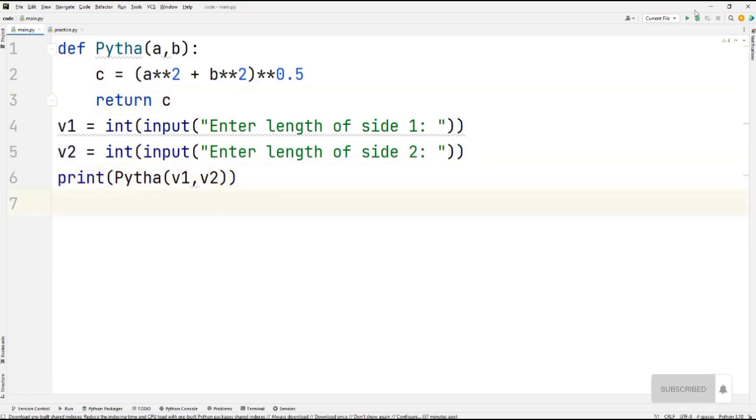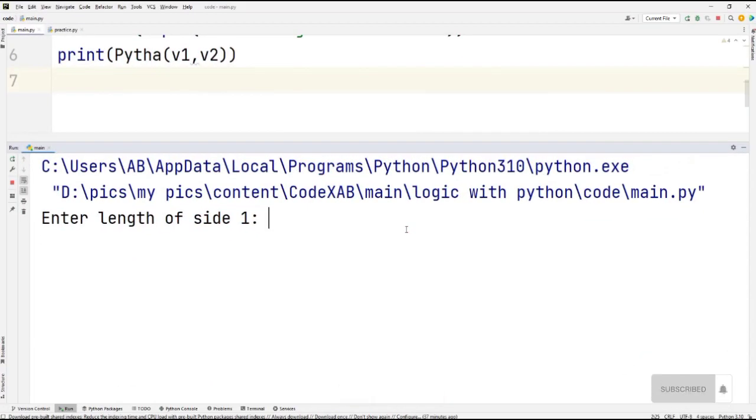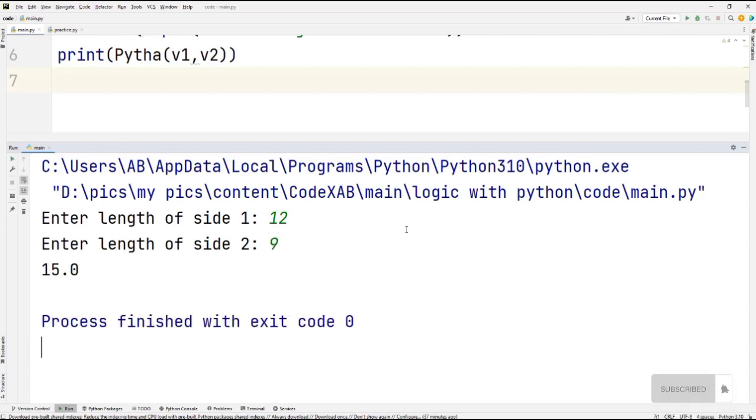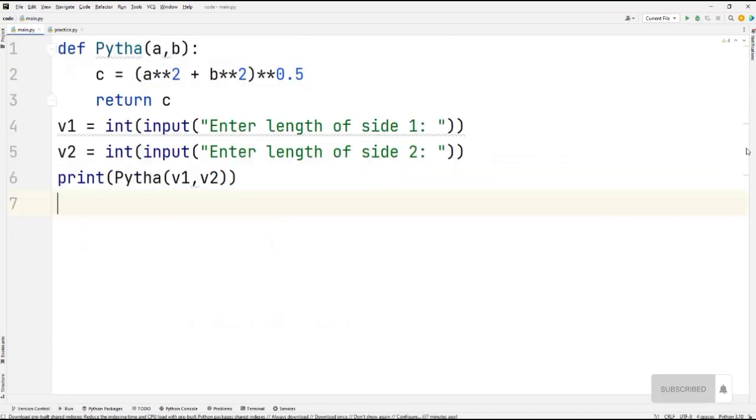So run this. If I enter the length of side 1, which is 12, and the length of side 2, which is 9, it will say 15.0 is the length of side 3, like this. So this is the basic Python program that we have to calculate the length of the third side of a right triangle. I hope you understand it.